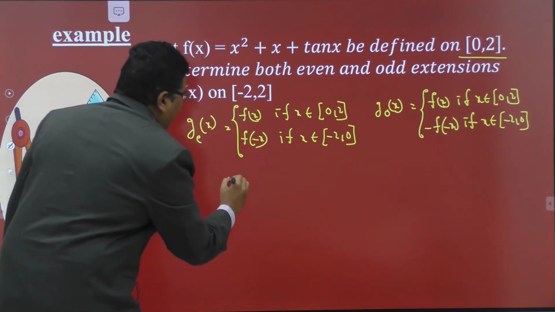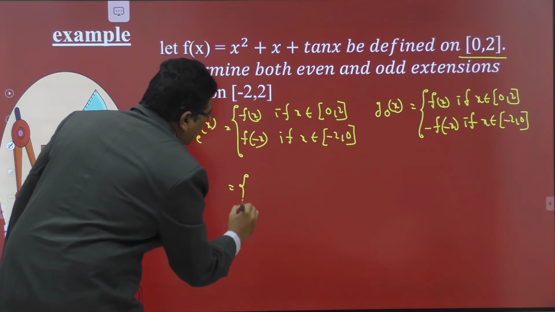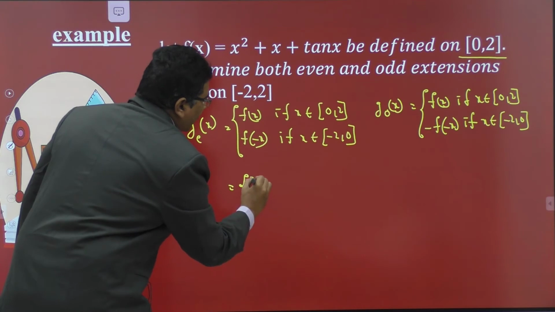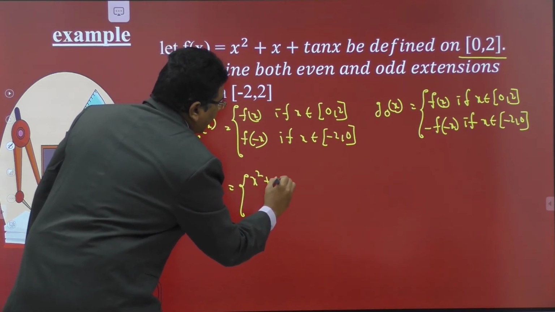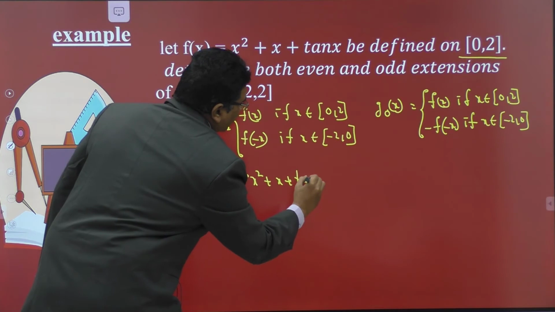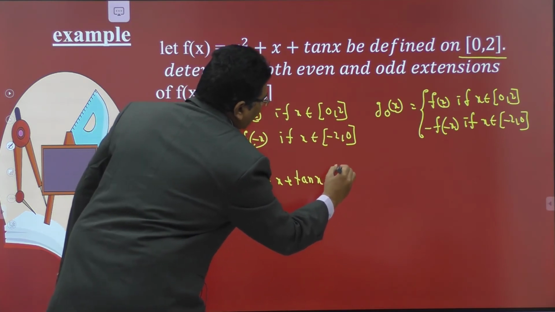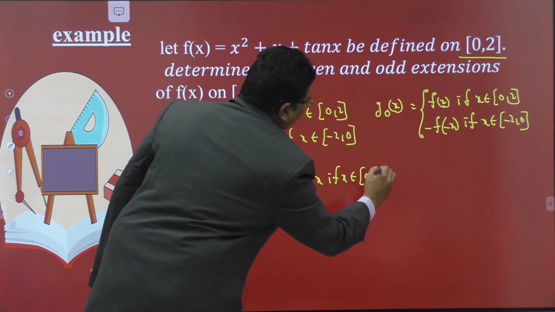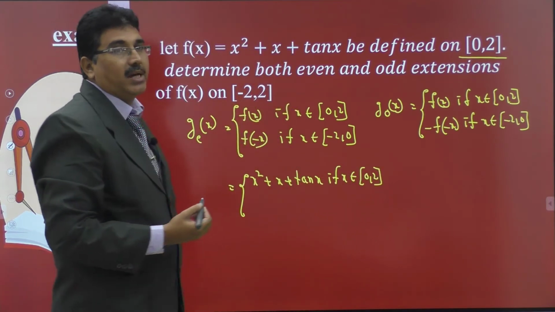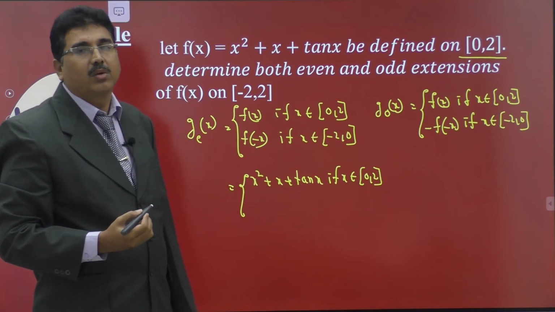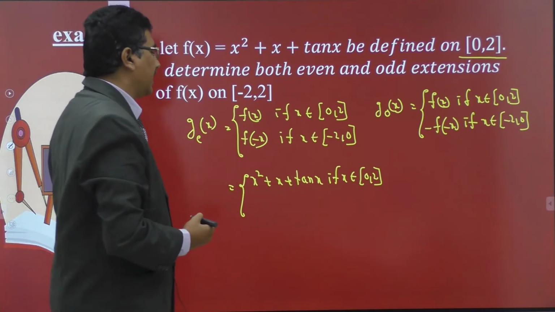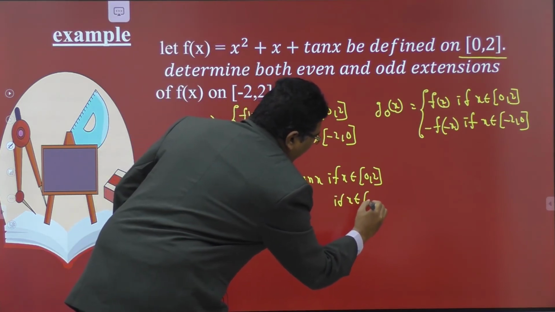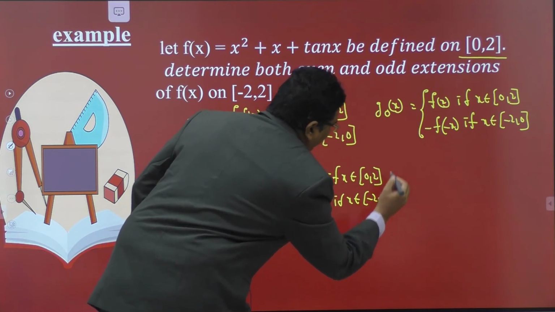Now here f of x is equal to x square plus x plus tan x if x belongs to closed interval 0, 2. Now if x belongs to closed interval -2, 0.